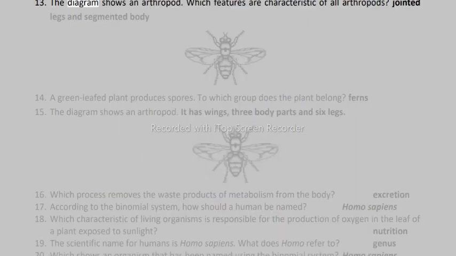13. The diagram shows an arthropod. Which features are characteristic of all arthropods? Jointed legs and segmented body.